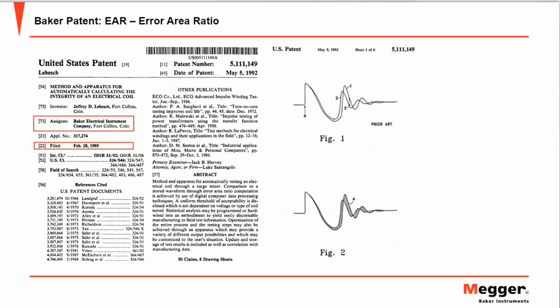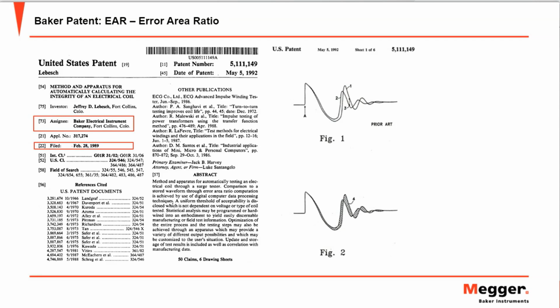This information, for most of you, I think is new. I did a survey in the territory that I cover, and 85% of our customers and the people attending webinars didn't know that we invented the way to calculate a percentage of error between the waveforms. Yes, it is our patent. In 1989, Baker Instrument Company, now Megger Baker Instrument, filed a patent.